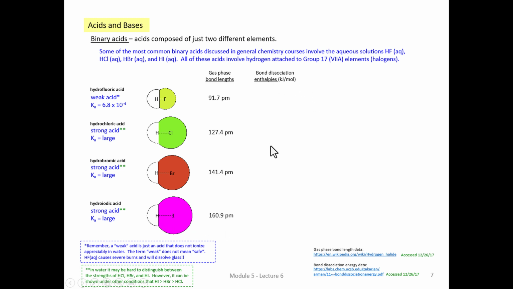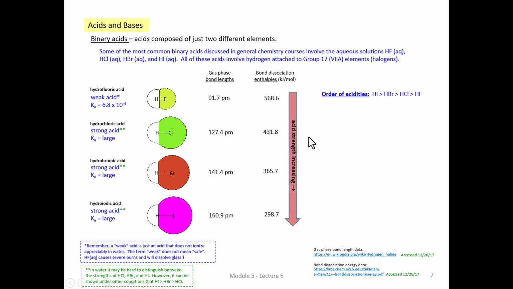Now we're going to list the bond dissociation enthalpies, which is not the energy needed to separate an H plus from F minus. It's actually just the energy needed to break this bond evenly, the HF bond. In any event, if we list these, not surprisingly, the HF bond is the most difficult to break. It takes the most energy because it's the shortest. And then the bond dissociation enthalpies become smaller and smaller going down the series here.